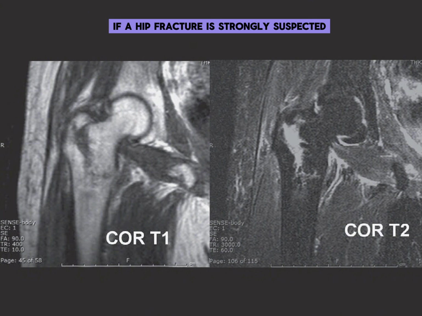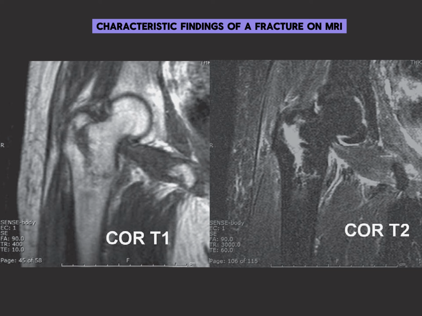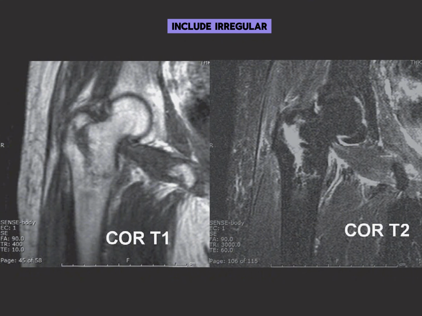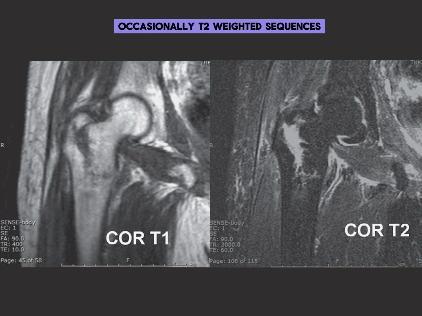If a hip fracture is strongly suspected in an osteopenic patient with normal radiographic findings, limited coronal T1 and T2 weighted MRI is efficacious. Characteristic findings of a fracture on MRI include irregular, low T1 weighted and bright T2 weighted signal intensity. Occasionally, T2 weighted sequences may not adequately characterize the fracture due to surrounding edema contusion. Keep these tips in mind.